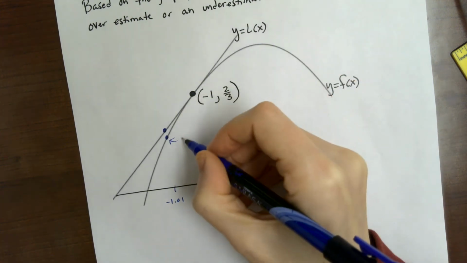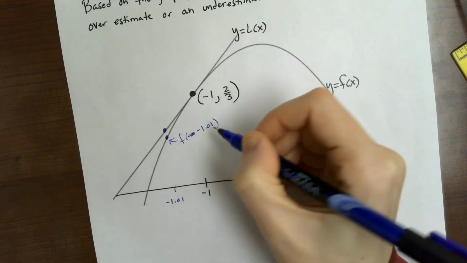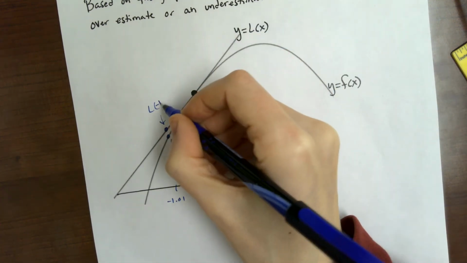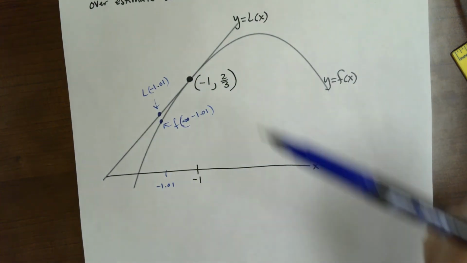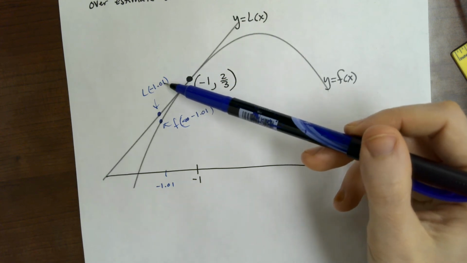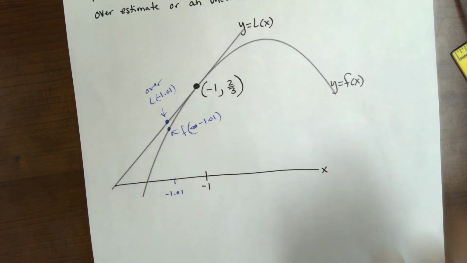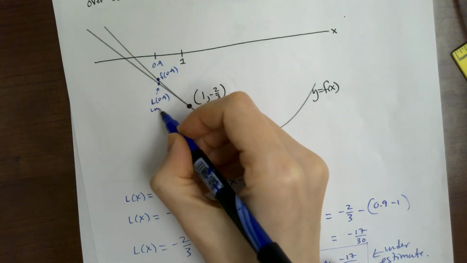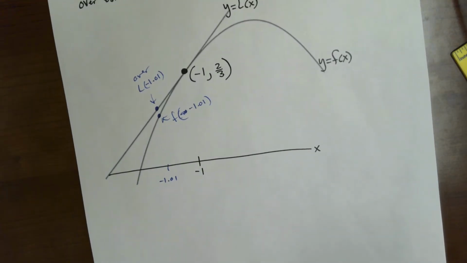Okay, so this one below, that is f of negative 1.01. And then this one is on the line, so that's L of negative 1.01. And guys, let's talk about the over-underestimate thing right away. This y value is over the other one. Let me go back here. This y value is under the one that we're being asked to estimate. All right, so that'll help us later.